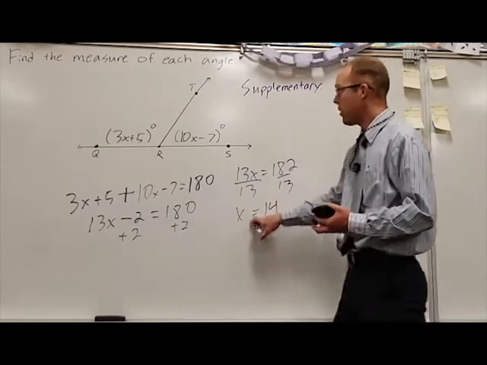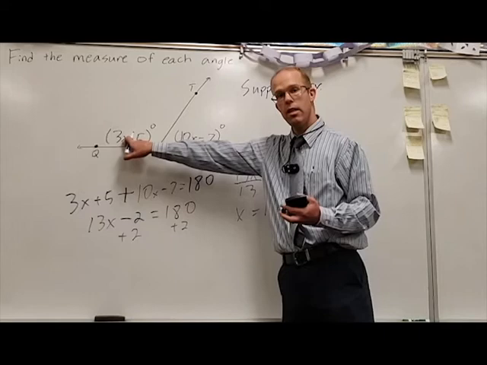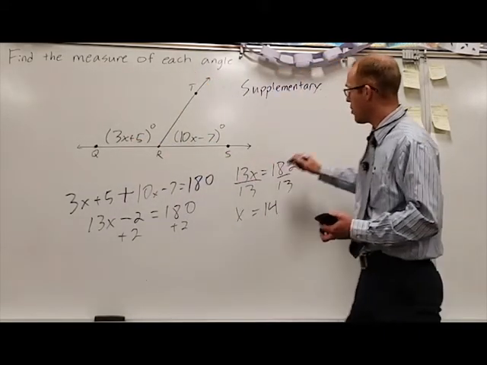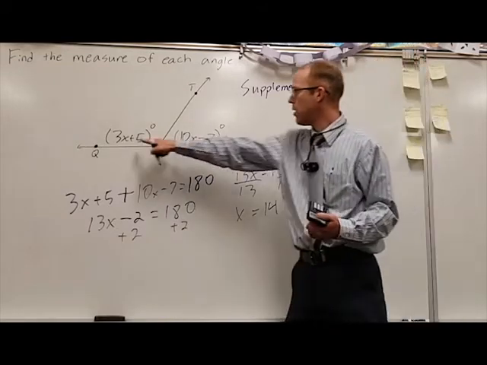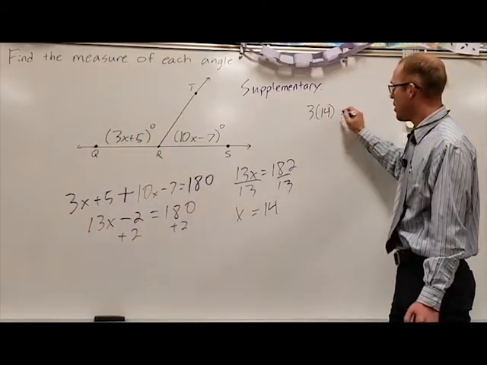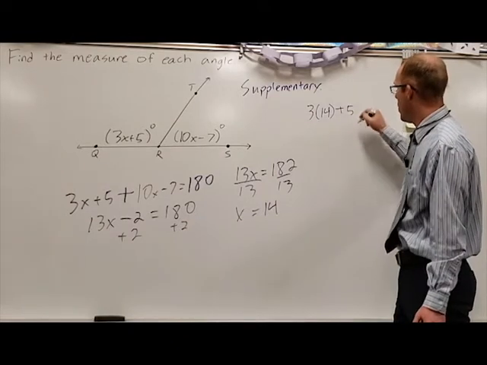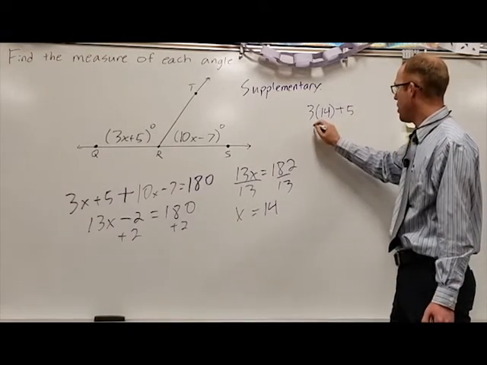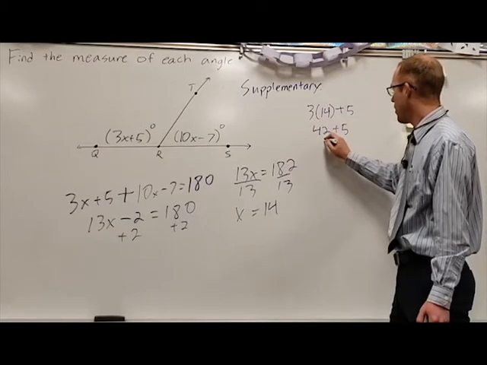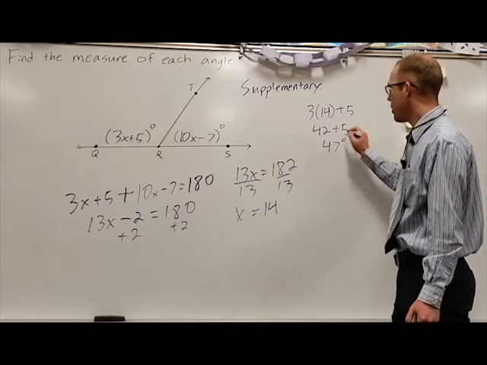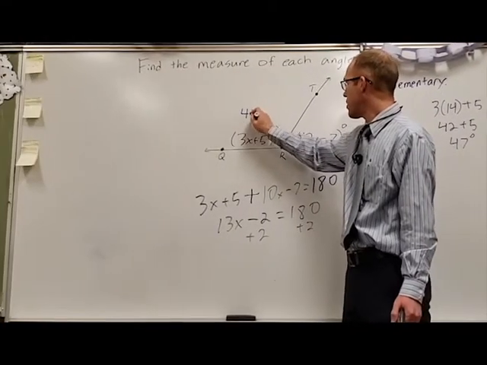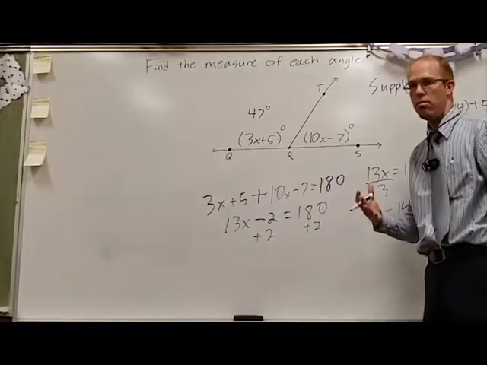Now if our x value is 14, let's plug that back in and find the measure of each of those angles. We're going to plug it into the first expression first. 14 is our value for x. 3 times 14 plus 5. So we get 3 times 14, which is 42. And 42 plus 5 is 47 degrees. Now, I assume that this is 47 degrees. We'll check it in just a moment.